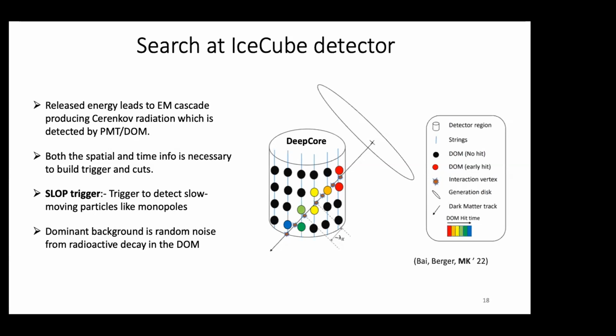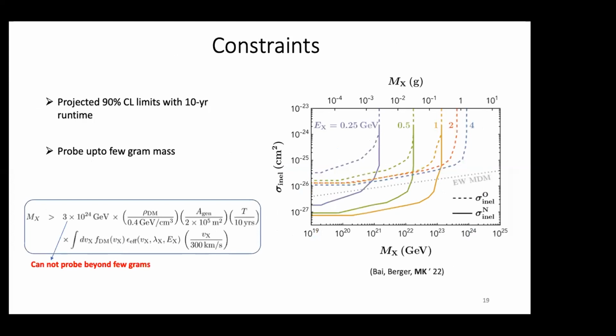And to build a trigger, you need the information for the time when the interaction is taking place, and also where it is taking place. You have this kind of a track-like signature both in time and in space. And you can actually build the trigger. It is called the slow trigger, and the background is also under control in this kind of a setup. And these are the constraints.